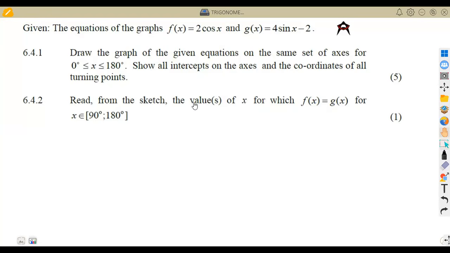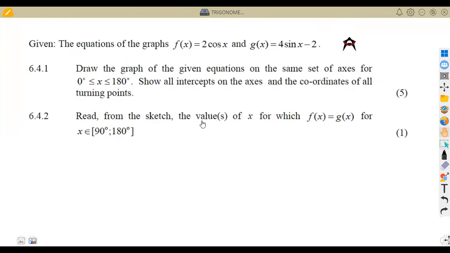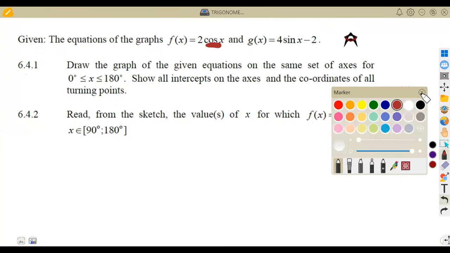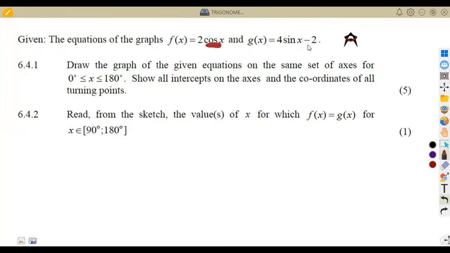If we check here, we've got another scenario again. This time we are given two graphs, but still the idea there remains the same. So we are given, let us check our graphs. We are given the graph of the equations f of x is equal to 2 cos x, and the other one is 4 sine x minus 2. So here we are going to subtract 2 on 4 sine x, and we are asked to draw the graphs of the given equations on the same set.